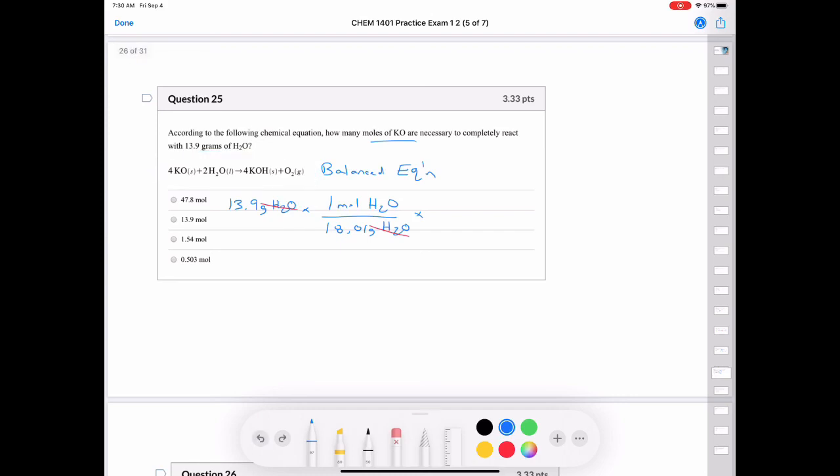And it's right here that when we consume 2 moles of H2O, we end up consuming 4 moles of KO. Now you can see that moles of water cancel out, and we're left over with the units of interest. And so we end up with 1.54 moles of KO. And it just happens to be an answer right here.